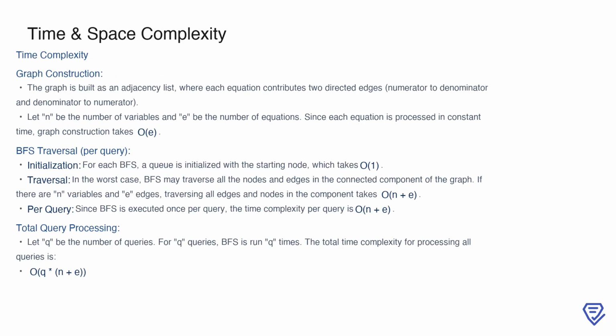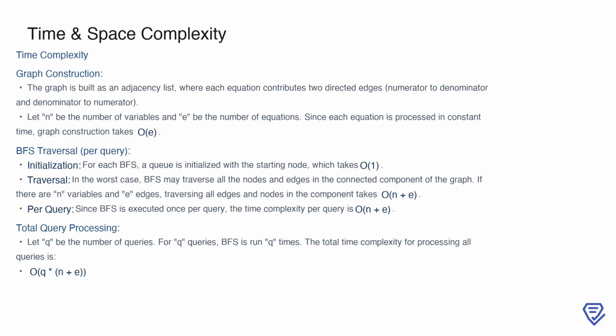To analyze the time complexity, let's first look at graph construction. We build the graph as an adjacency list, where each equation contributes two directed edges, one from the numerator to the denominator and another in the reverse direction. If there are e equations, this process takes constant time per equation, resulting in an overall graph construction time of O(e).